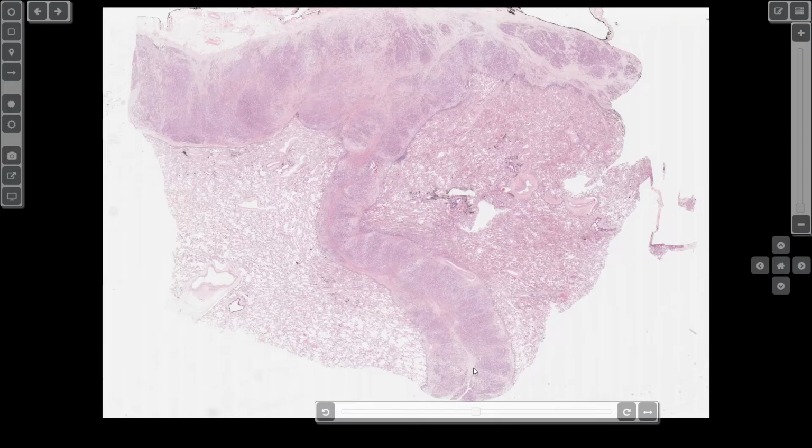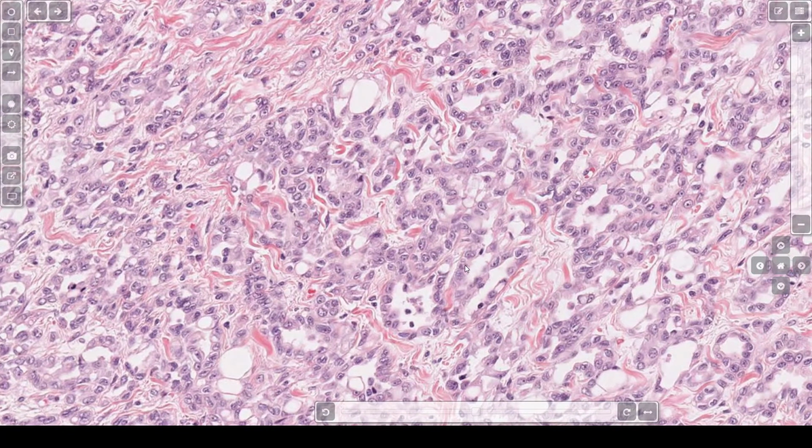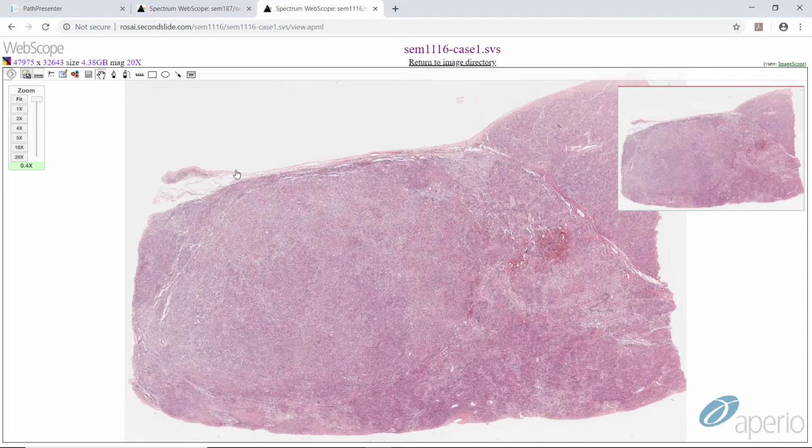Let's take a look at high power. You can see there are pleomorphic nuclei with small amounts of cytoplasm, and these structures do appear to be forming some type of abnormal glandular structures. Mesothelioma does form glandular structures just like adenocarcinoma. These tumors are biologically different. The immunohistochemistry patterns would be different. Also, mesothelioma invades along the pleural surfaces, which is unlikely to be seen in adenocarcinoma. This is mesothelioma.